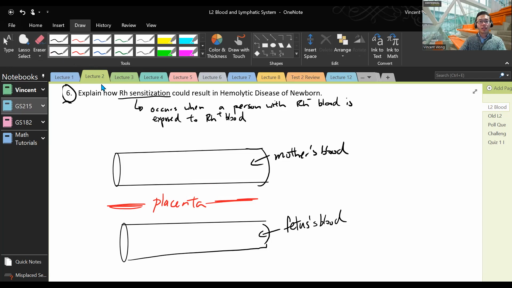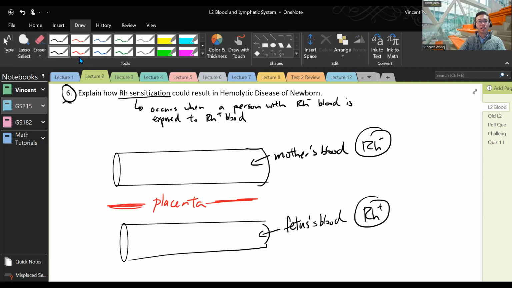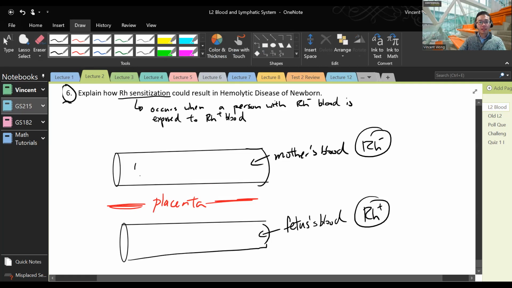Okay, so in our situation here, the mother is Rh negative and the baby is Rh positive. Probably the father is positive. That's why we have this situation. So the mother's blood would look like this. We're just focusing on the Rh. I'm not looking at the AB. So no antigens on the surface. And for the baby's blood, there's going to be Rh on them.